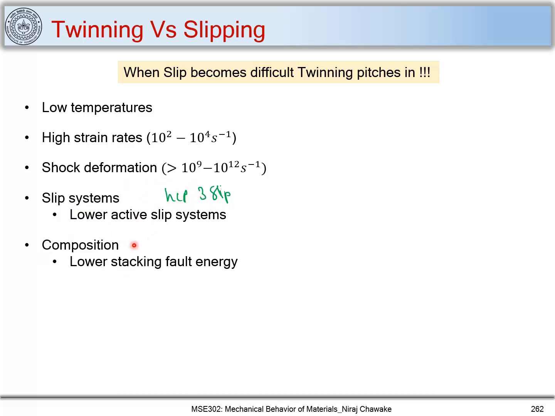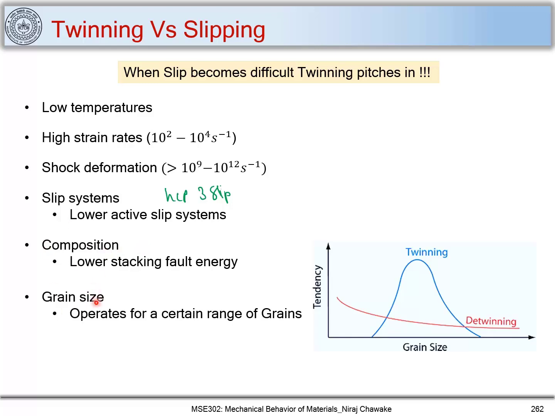And the next parameter is the composition. If you have a lower stacking fault energy, that depends on the composition of a material. If you decrease the stacking fault energy, you will find that twinning will take place.